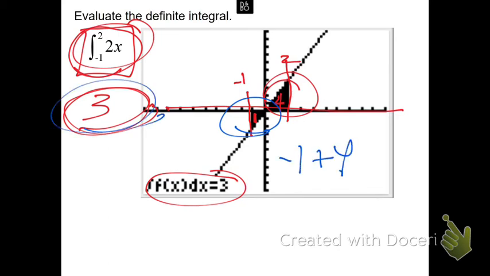So what I wanted you to get out of this is just an intro. We're going to do a lot more with this. I kind of want you to recognize that the integral means the area between the curve and the x-axis from -1 to 2. Okay? So that's what the integral is actually doing.